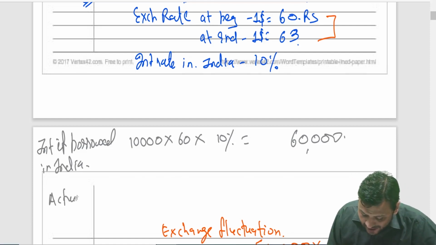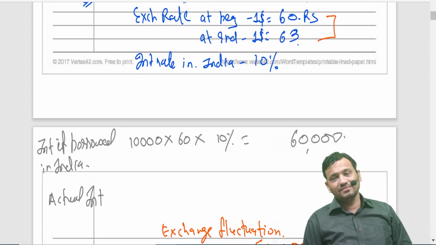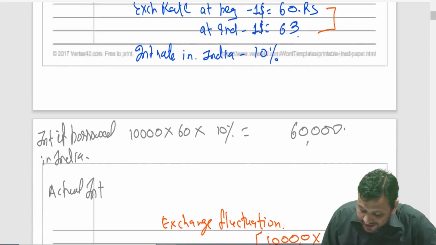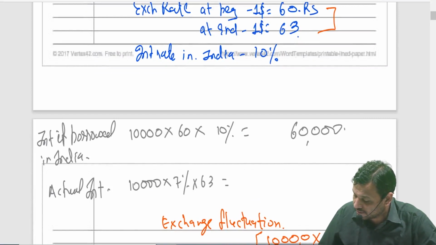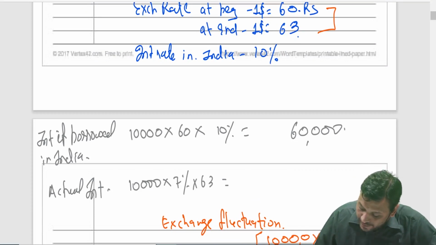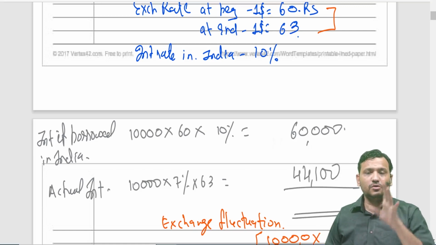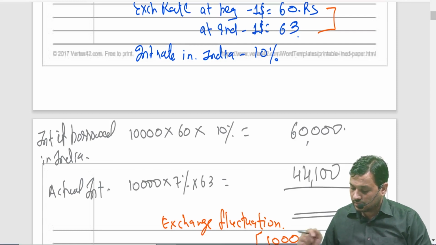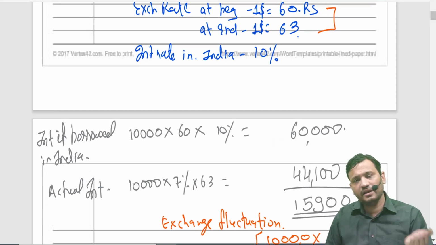What is the actual interest paid by you? Because you haven't borrowed in our country. You're borrowing from outside. You borrowed $10,000 from, say, the US. So what is the actual interest paid by you? Can I say it will be 10,000 into 7%, and when you pay it is 63, because you don't pay at the beginning of the year. So you paid 44,100. This is the amount you pay. So now 60,000 and 44,100 is nothing but 15,900. This is the interest difference if we borrow in India and if we borrow from outside India.